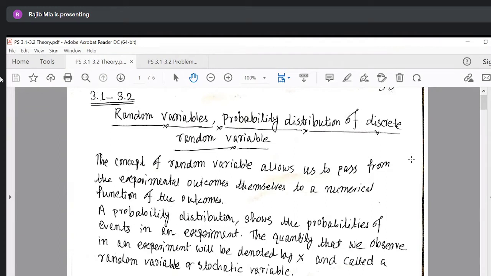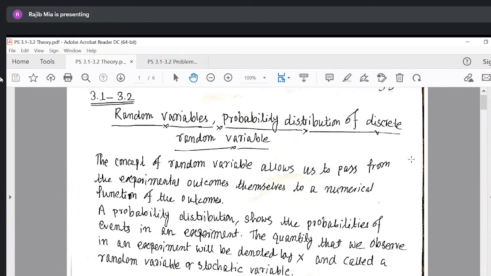Actually, a random variable is needed because if there is a large number of outcomes, it is very difficult to list all the outcomes and then find the probability for some events. Also, random variables help us to think about the experiment differently, using mathematical concepts.